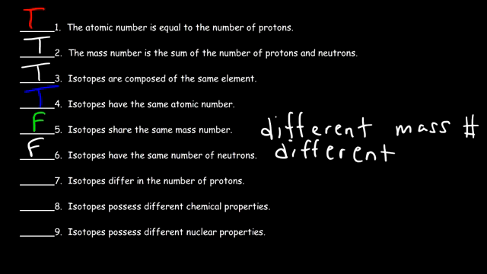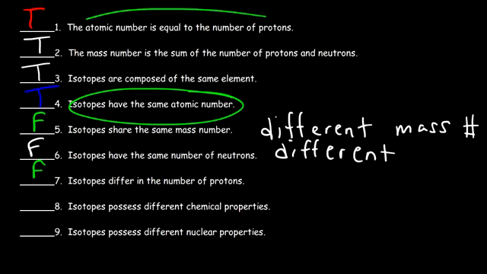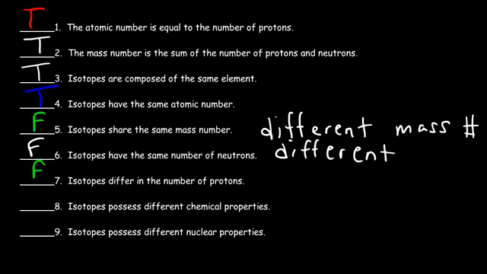Isotopes differ in the number of protons. That's false. They have the same atomic number, and the atomic number is equal to the number of protons, so therefore they must have the same number of protons. Now what about number 8? Isotopes possess different chemical properties. Is that true or false? That is false. Because isotopes are composed of the same element, like carbon-12 and carbon-13, they have the same chemical properties. Their chemical reactivity is identical to each other.